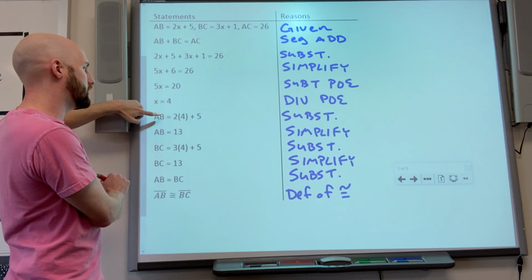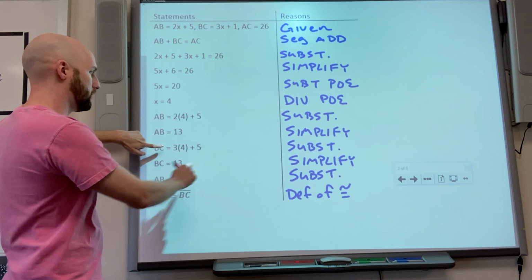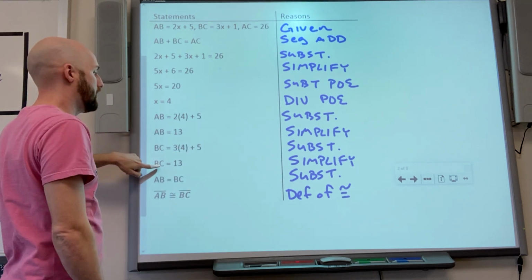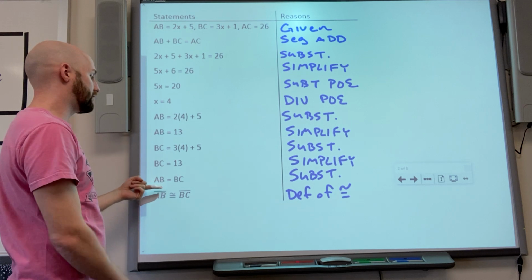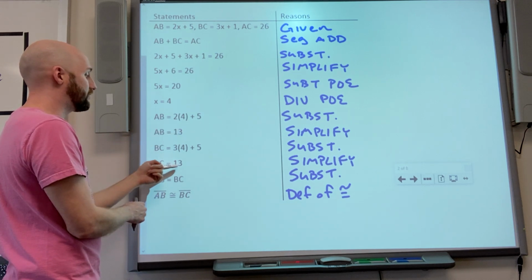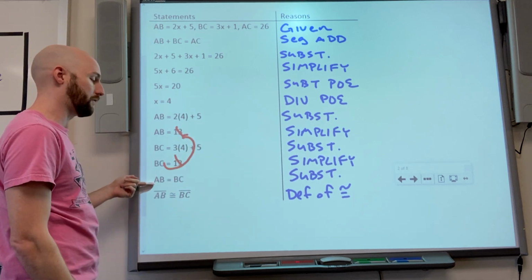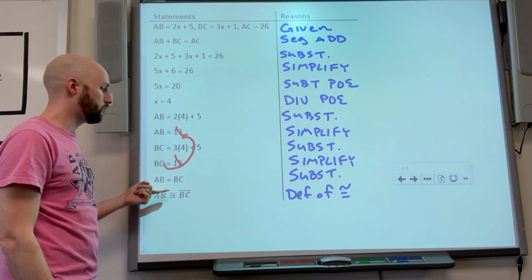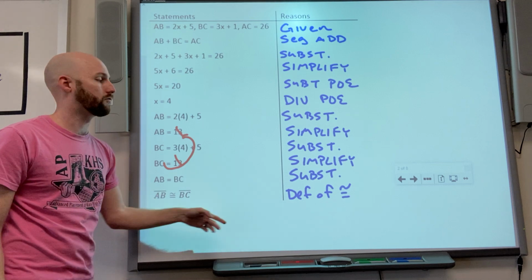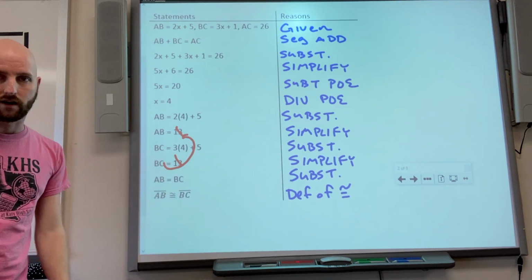Here I'm plugging it in, getting 13. Here I'm plugging it in, I'm getting 13. And this can be a substitution step, because if AB is 13 and BC is 13, then I can literally replace this 13 with BC, which is what they did there. And of course, if they're equal, we understand that means they can be written as congruent, and there's our definition of congruent coming back.